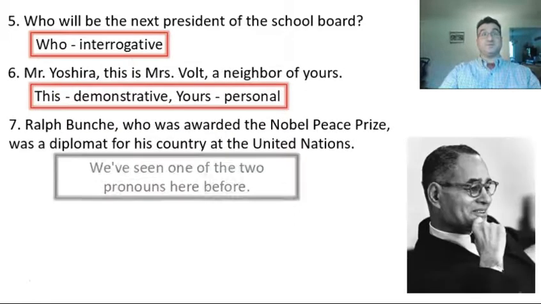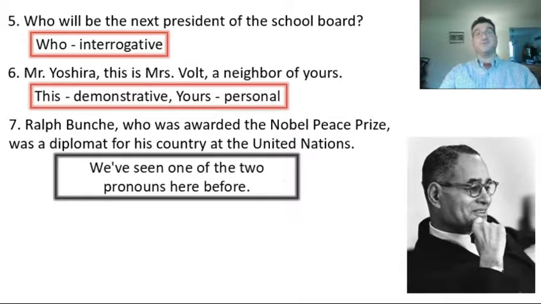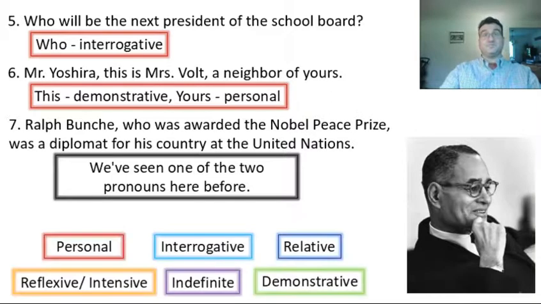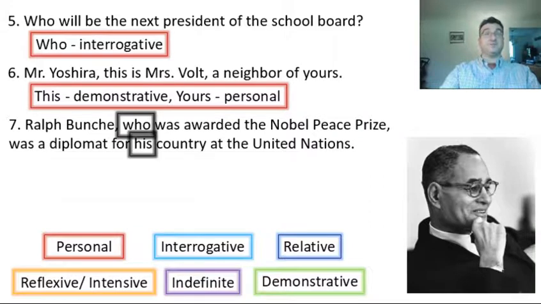So there's number 6. With number 7, we have Ralph Bunche, who was awarded the Nobel Peace Prize, was a diplomat for his country at the United Nations. You can see him in the picture there. We've seen one of the 2 pronouns here before. Here's our choices. So who, there's one of the pronouns. The other one is his.